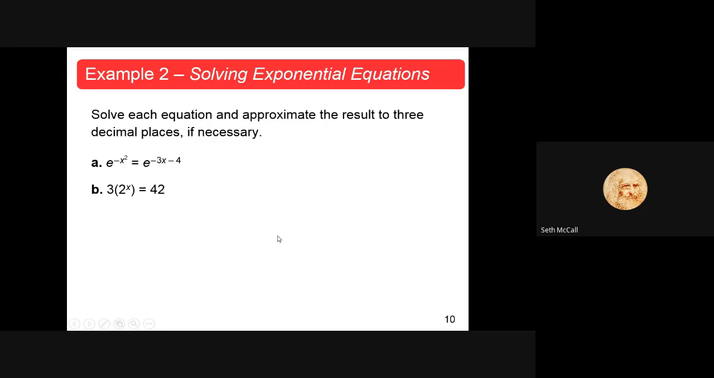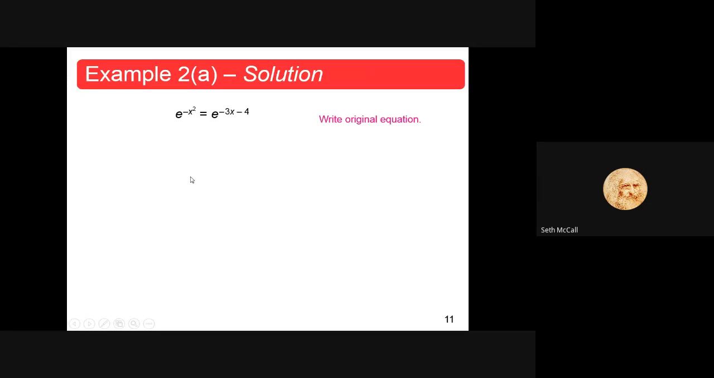So these are actually equations. So we're going to solve each equation and approximate the result to 3 decimal places if necessary. So we're going to start with this one, e to the negative x squared equals e to the negative 3x minus 4. So the original equation is that. And the nice thing with this original equation is that the bases already match.